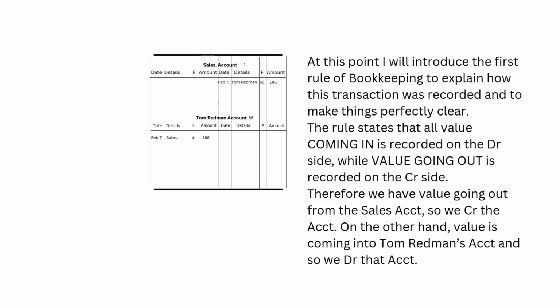At this point, I will introduce the first rule of bookkeeping to explain how this transaction was recorded and to make things perfectly clear. The rule states that all value coming in is recorded on the debit side, while value going out is recorded on the credit side. Therefore, we have value going out from the sales account, so we credit the account. On the other hand, value is coming into Tom Redman's account, and so we debit that account.